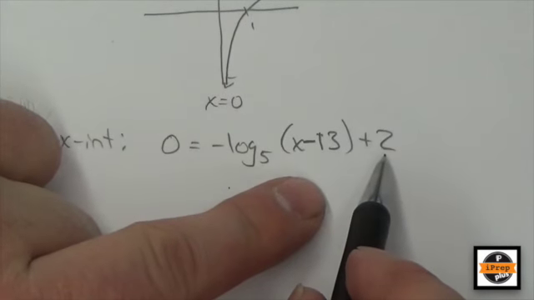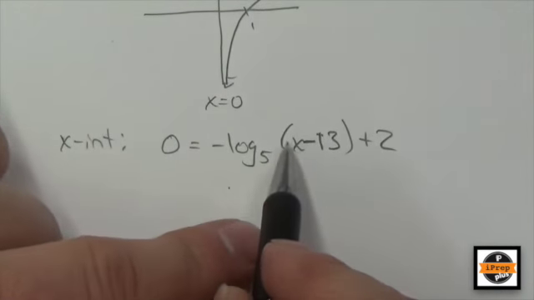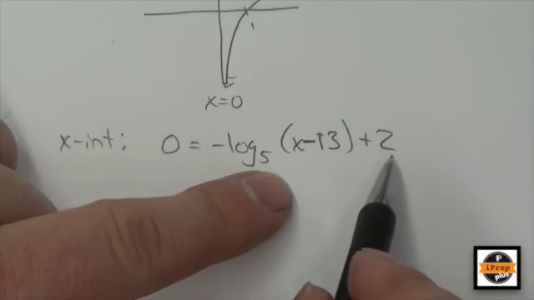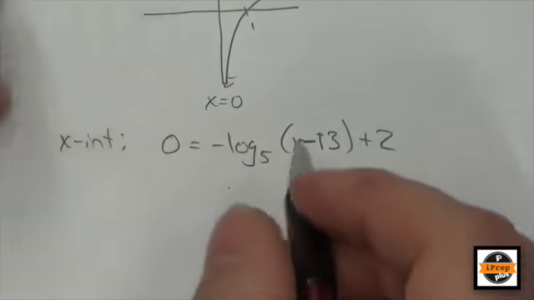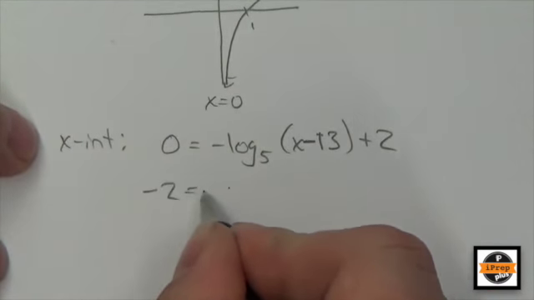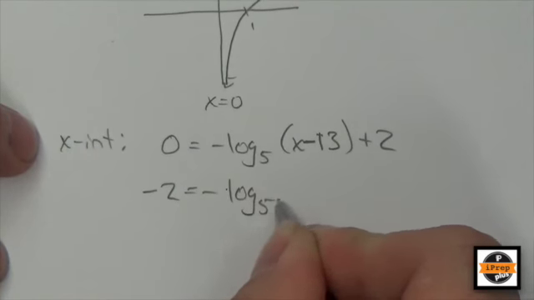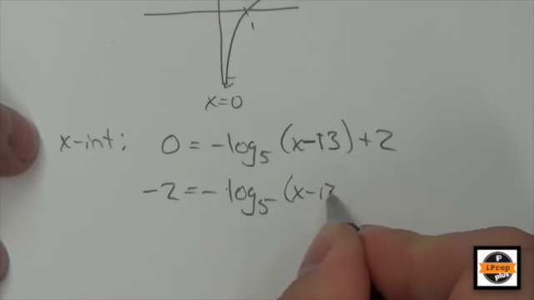So on the right-hand side of the equation here, I've got two terms. Only one of them has the independent variable in it. So I need to move that constant over, that 2. So it'll become minus 2 is equal to negative log base 5 of x minus 13.